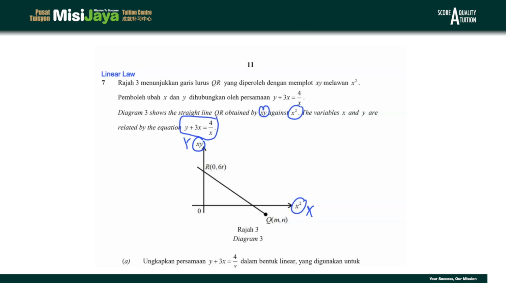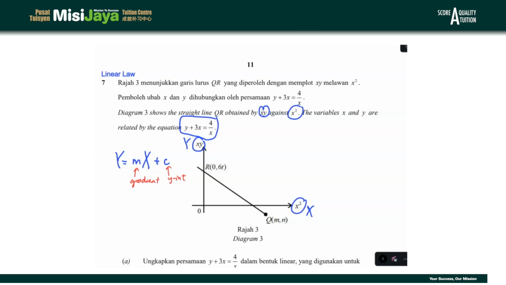So from here, the first thing is you have to convert this non-linear equation to become a linear equation. So what is a linear equation? Linear equation is big Y equals mx plus c. So m is the gradient, this is the gradient, and c is the y-intercept.